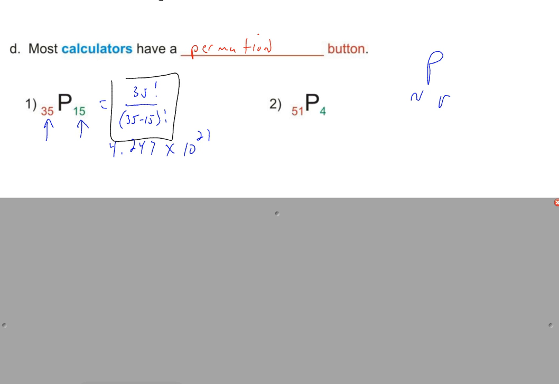This calculator that is now broken, this one doesn't have a permutation button. The one I lent to Brendan does have a permutation button. Okay? So not everyone does have one.